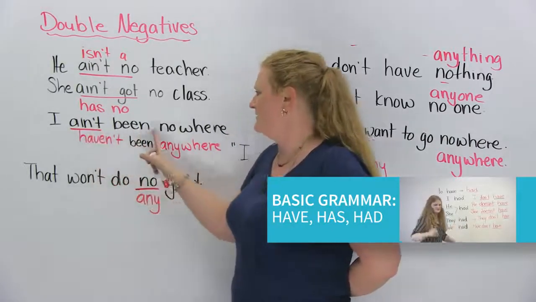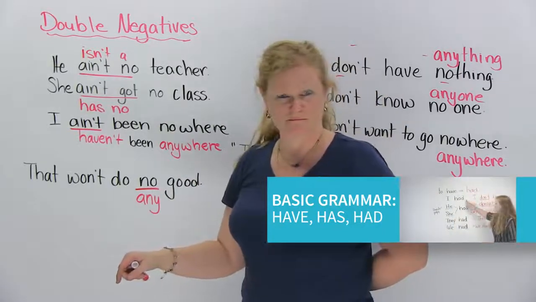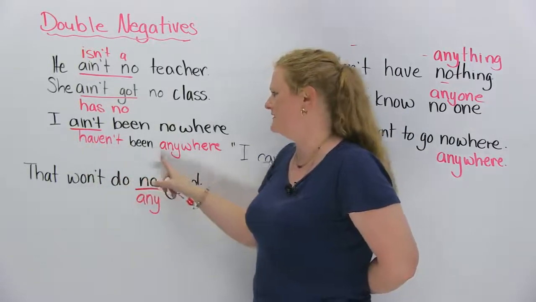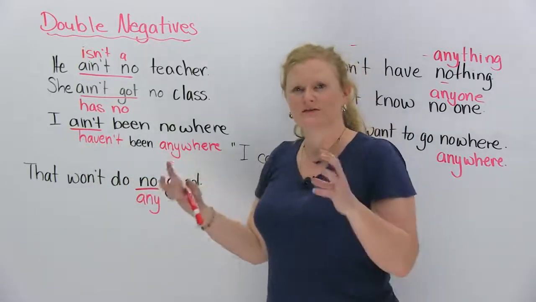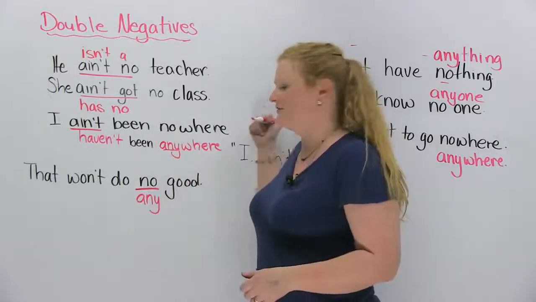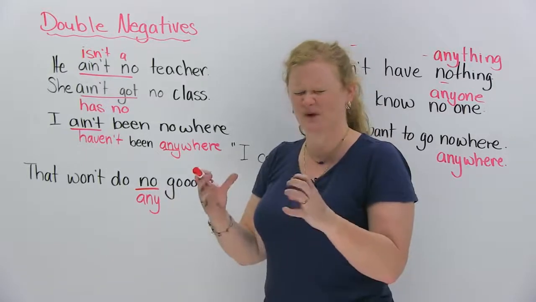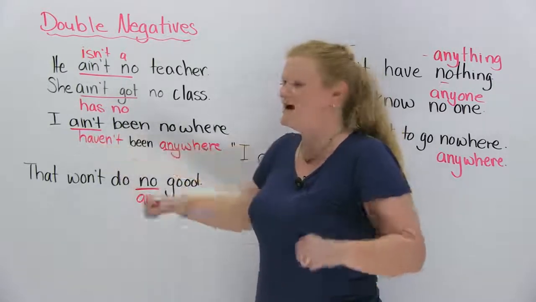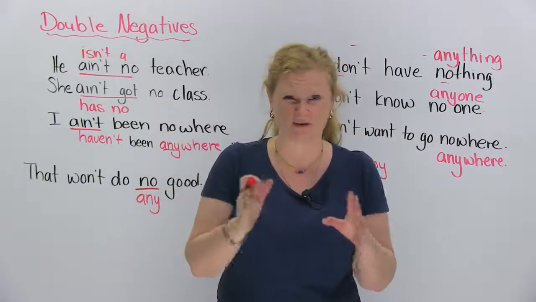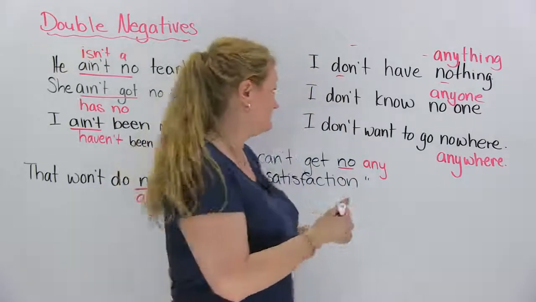I ain't been nowhere. Well, no. You have to say, I haven't been anywhere. So, it's kind of confusing in English when we use any. So, I'm going to teach you in this part of the lesson when to use any. It's easy once you get it. So, you don't want to say, I ain't been nowhere. You have to say, I haven't been anywhere.